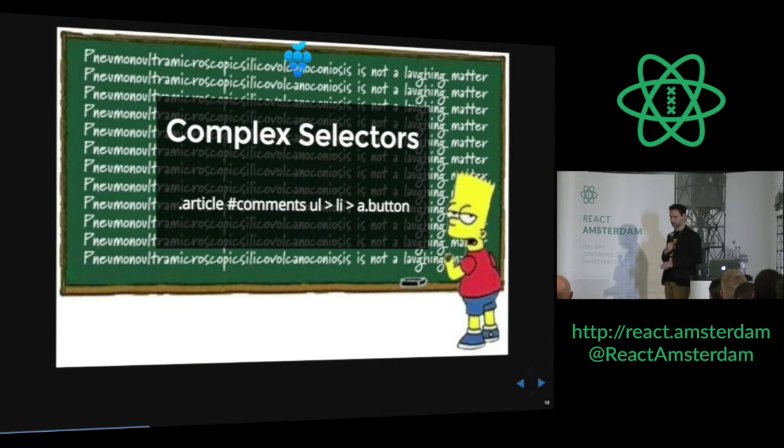Also, complex selectors and nested selectors are actually hard to reason about and hard to maintain. And they can really slow down your application in general.